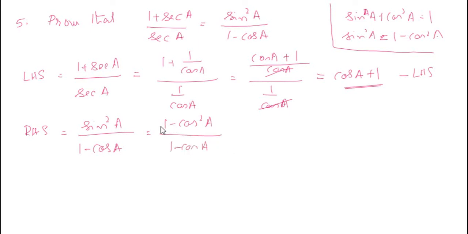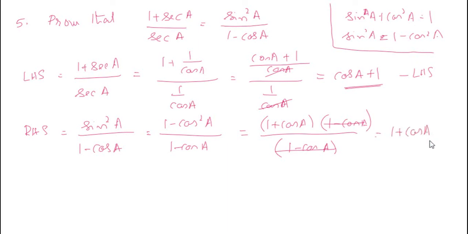This is 1 square minus cos square A, a square minus b square. So it is (1 plus cos A) into (1 minus cos A) divided by (1 minus cos A). 1 minus cos A and 1 minus cos A get cancelled. So what is left is 1 plus cos A. This is RHS. Therefore LHS equals RHS and proved.